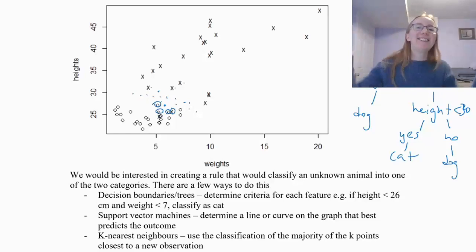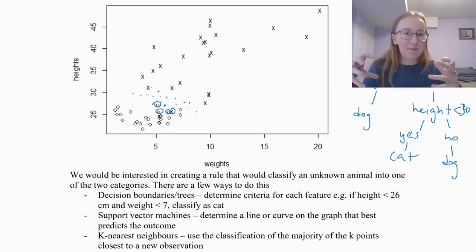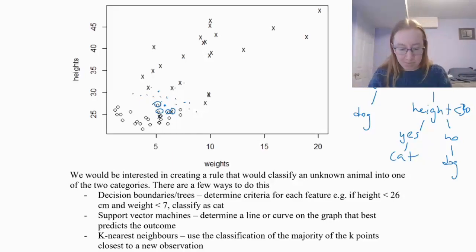There are tons and tons of videos out there and more information about all of these algorithms, but I just wanted to give you a really quick example of each of them. Each of them has its own advantages and disadvantages, but the idea is always to take this multidimensional data and try to create rules that will tell you, for a new animal or a new object with all of these characteristics, what classification it should fall under.